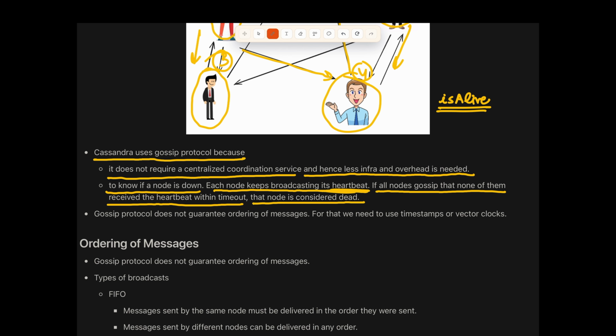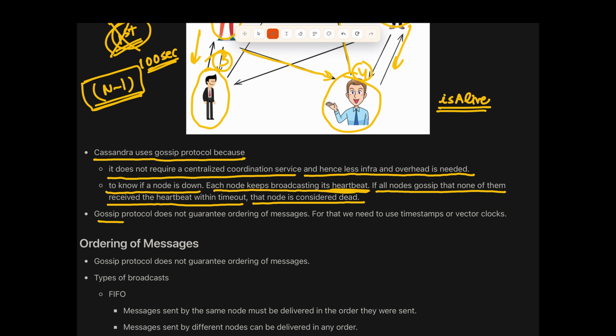So if we ask the other n-1 nodes, did you receive the heartbeat from the first server, let's say within a timeout of 100 seconds, and each node says that no, I did not receive any heartbeat message from the first server, that means there is something wrong with the first server. Either its network has failed or the server itself is down, and we consider the first server as dead.